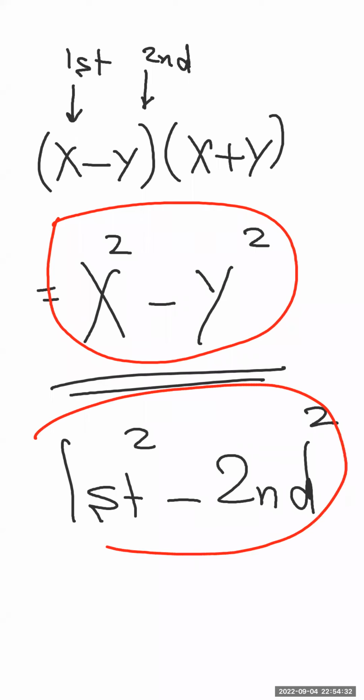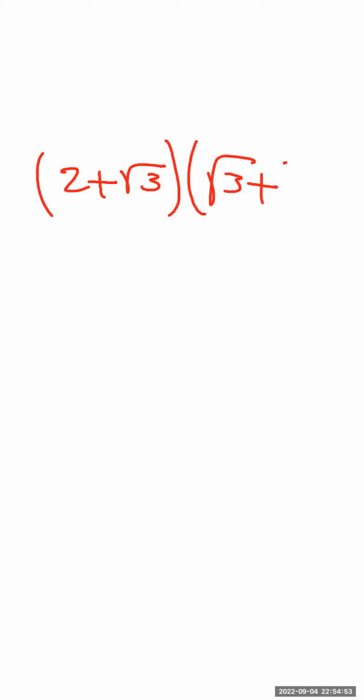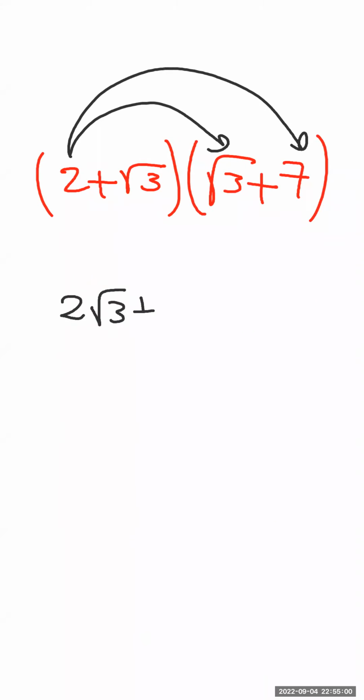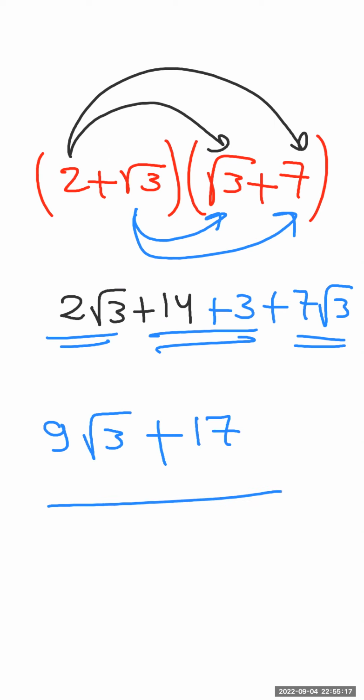Mister, so the answer for 2 plus the square root of 3 multiplied by square root of 3 plus 7 was 9 square root of 3 plus 17? You mean that question? Two plus the square root of 3 times square root of 3 plus 7. Multiply this one by this one, and again by the second. 2 square root of 3 plus 14, and square root of 3 times itself, 3, square root of 3 times 7, 7 square root of 3. Now 2 plus 7, 9 square root of 3, plus 14 plus 3, 17. Done.